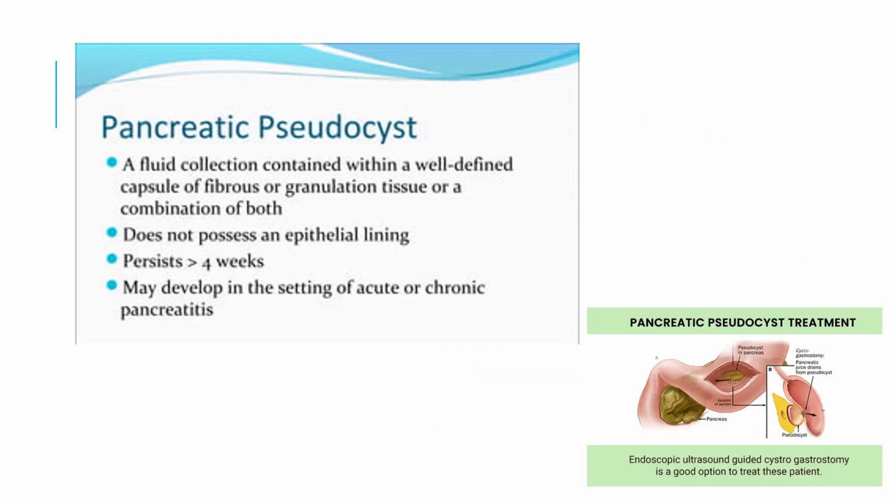Coming to pancreatic pseudocyst, it's a fluid collection contained within a well-defined capsule of fibrous or granulation tissue. Okay, it usually occurs in the setting of acute or chronic pancreatitis. So the patient has been admitted for pancreatitis, or has a history of chronic pancreatitis. Now they come with some collection, or a mass-like thing. So it could be a pancreatic pseudocyst. It persists more than 4 weeks. It does not possess an epithelial lining.